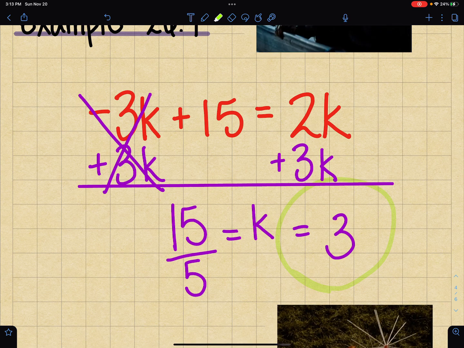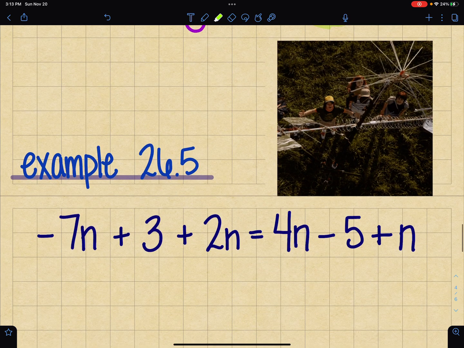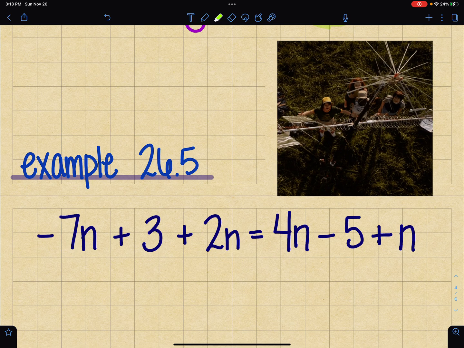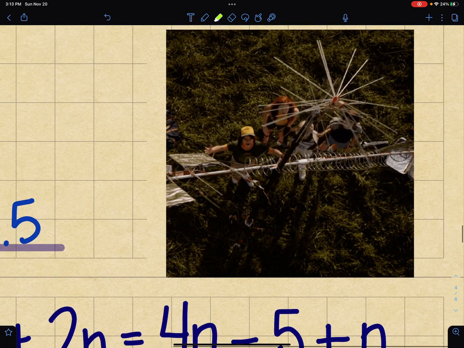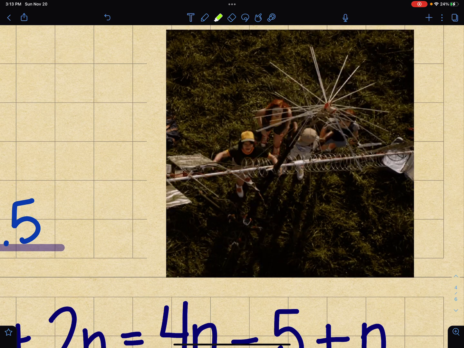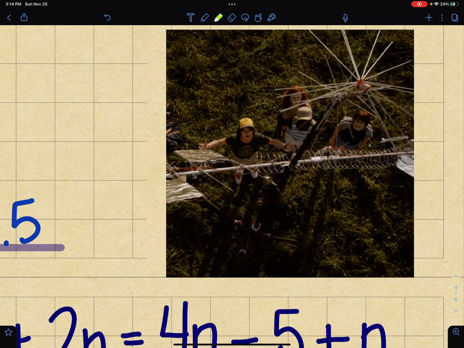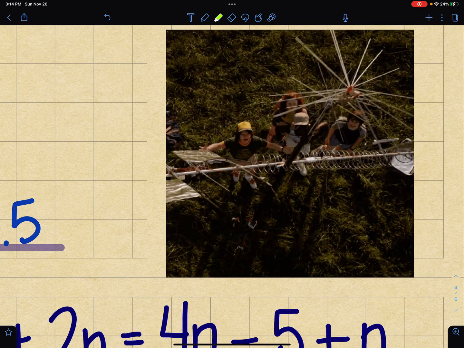Bam, that was easy. All right, now you're going to want to be able to do these problems so that you can be a nerd and, you know, just fit in with these guys. If you want to do something complicated like that, you're going to have to know how to solve these problems.